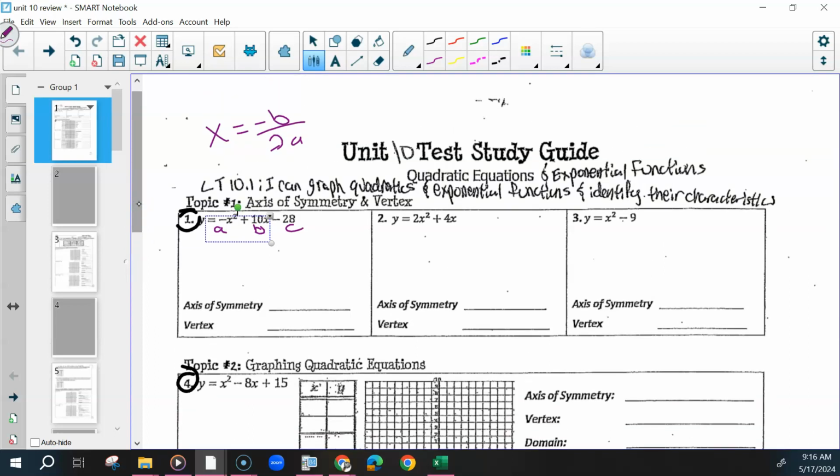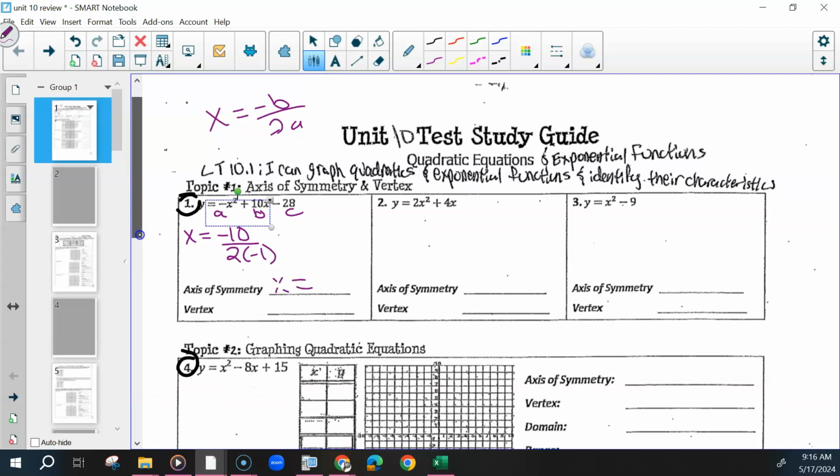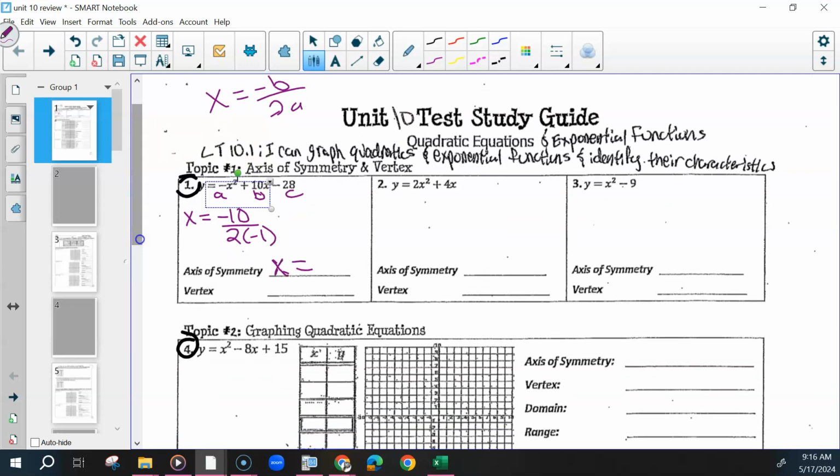So to find your axis of symmetry, you would put in x equals negative 10 over 2 times negative 1. And then simplify. What would that be? Positive 5. X equals 5. Make sure you have the x equals in there. It is an equation.